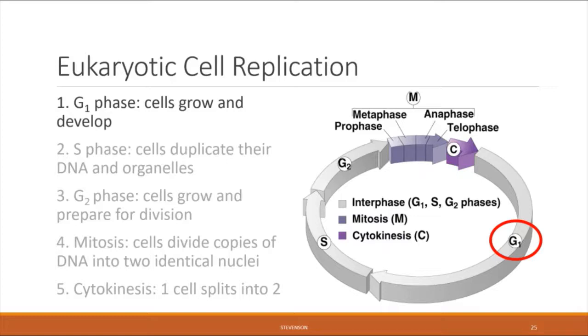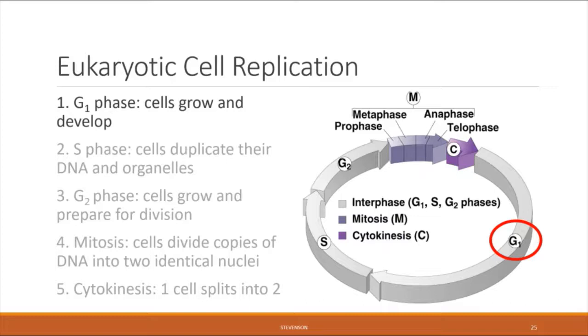The first stage, or phase, in the cell cycle is called the G1 phase. The G1 phase is the phase that initiates right after a new cell is created. And it is during this time that cells grow and develop and start to prepare for their eventual task of replicating.